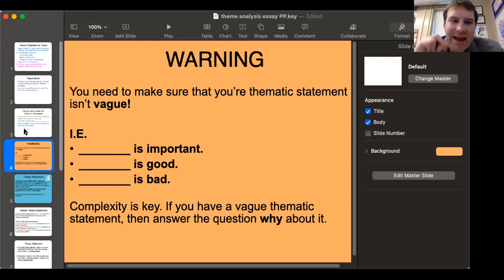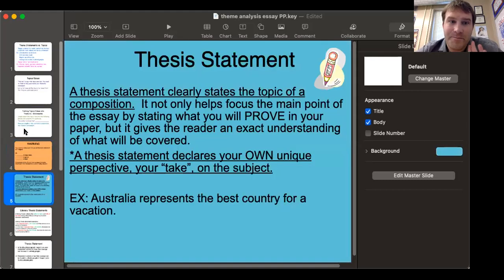If you have a vague thematic statement, then ask the question, why? Why is racism bad according to Langston Hughes? Why is equality good according to Langston Hughes? Why is hope important according to Langston Hughes? Answering the question why is the key to taking your vague thematic statement and turning it into something specific that can be used and developed and honed and actually have a point to it instead of just an overarching vagueness. That is the key. Do not be vague.